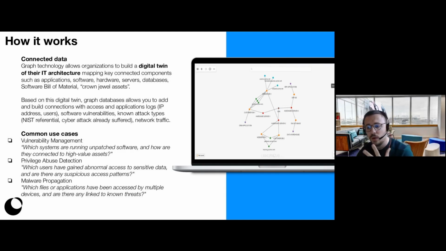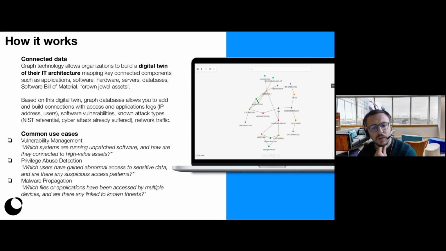And this digital twin of the physical architecture of a company serves kind of like a canvas that can serve many use cases. For example, from this digital twin, if you add connections with access and application logs like IP address, users, software vulnerabilities, known attack types, network traffic, you can serve different types of use cases.